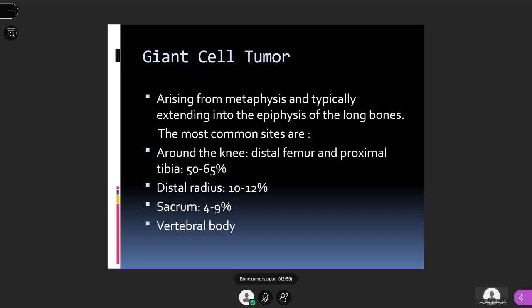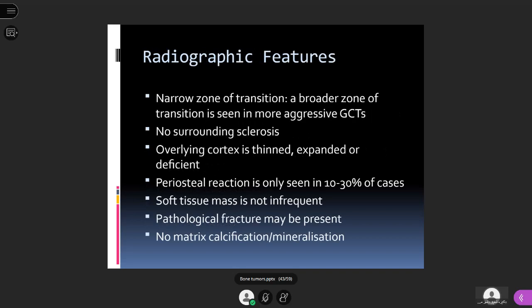Okay, distal radius, sacrum and vertebral body, they are the next preferred locations. Narrow zone of transition. All these lesions, including the simple bone cyst, the aneurysmal bone cyst and the giant cell tumor, all three have narrow zone of transition. That means all three have a well-defined margin because all three are benign. Okay, majority of the giant cell tumors are benign. There are some exceptions in which the giant cell tumor can undergo malignant transformation, where you call it aggressive GCT. GCT stands for giant cell tumor.